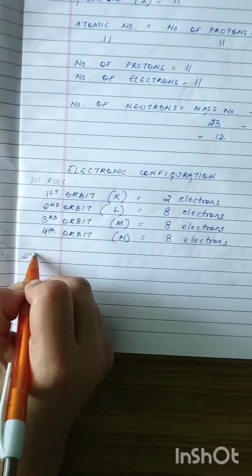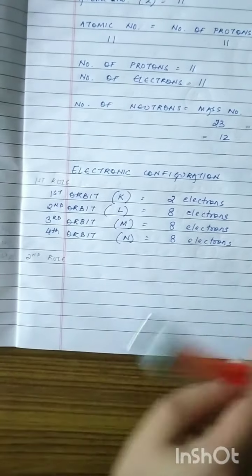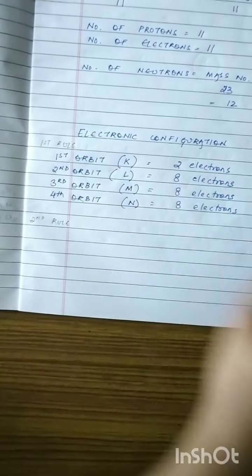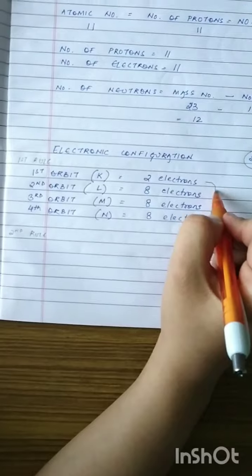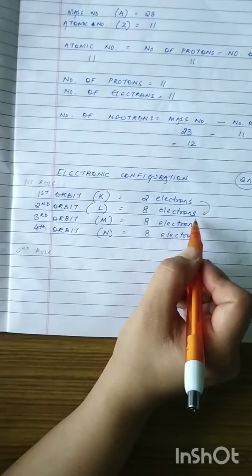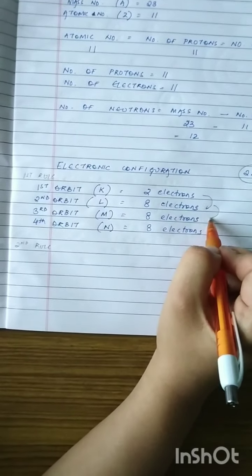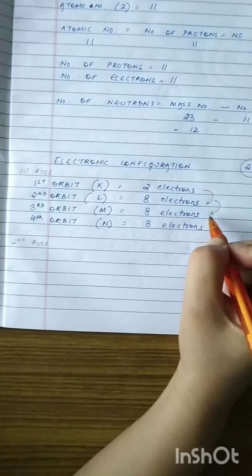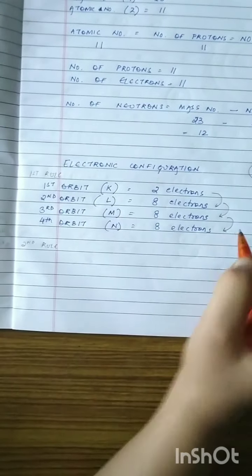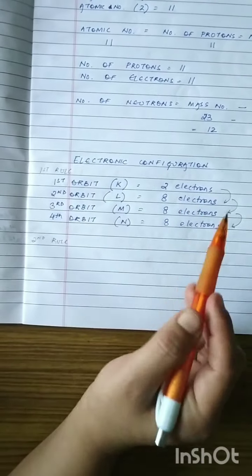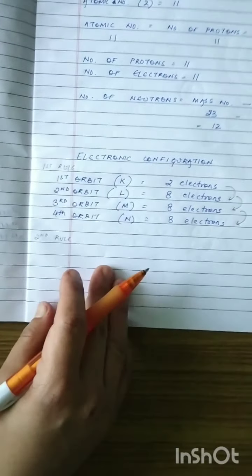Now we come to the second rule. The second rule is, without filling in the first orbit, I cannot jump to the second orbit. Without filling the second orbit, I cannot jump to the third orbit. And similarly, without filling the third orbit, I cannot jump to the fourth orbit. So each orbit has to be completely filled to go to the next orbit. So let me do it.